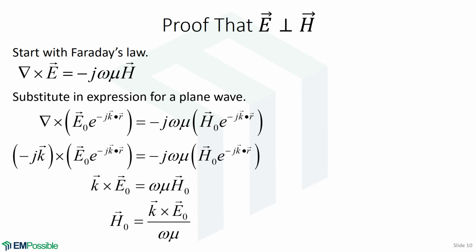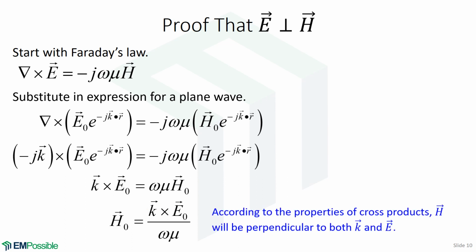The important thing here is the k cross E in the numerator. Remember the property of a cross product: if we take the cross product of two vectors, the new vector that we get from that is perpendicular to both of those vectors. So since we are calculating H from a cross product containing E, that has to mean that H and E are perpendicular to each other. Now, we could have just started with Faraday's law and said the same thing. Here's a cross product of two things. Clearly, H has to be perpendicular to E.